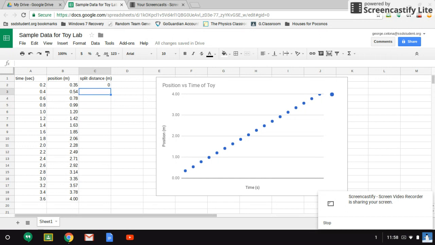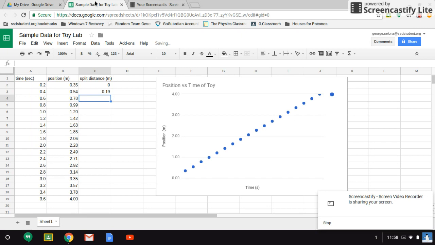So to do it, what I'm going to do is press equals. Any equation that you use in a spreadsheet is going to start with an equal sign. And then I'm going to say which cell I want to do. So I want to take this value right here, B3, and subtract the one that's above it. So that would be B2 here. And I'll press enter.